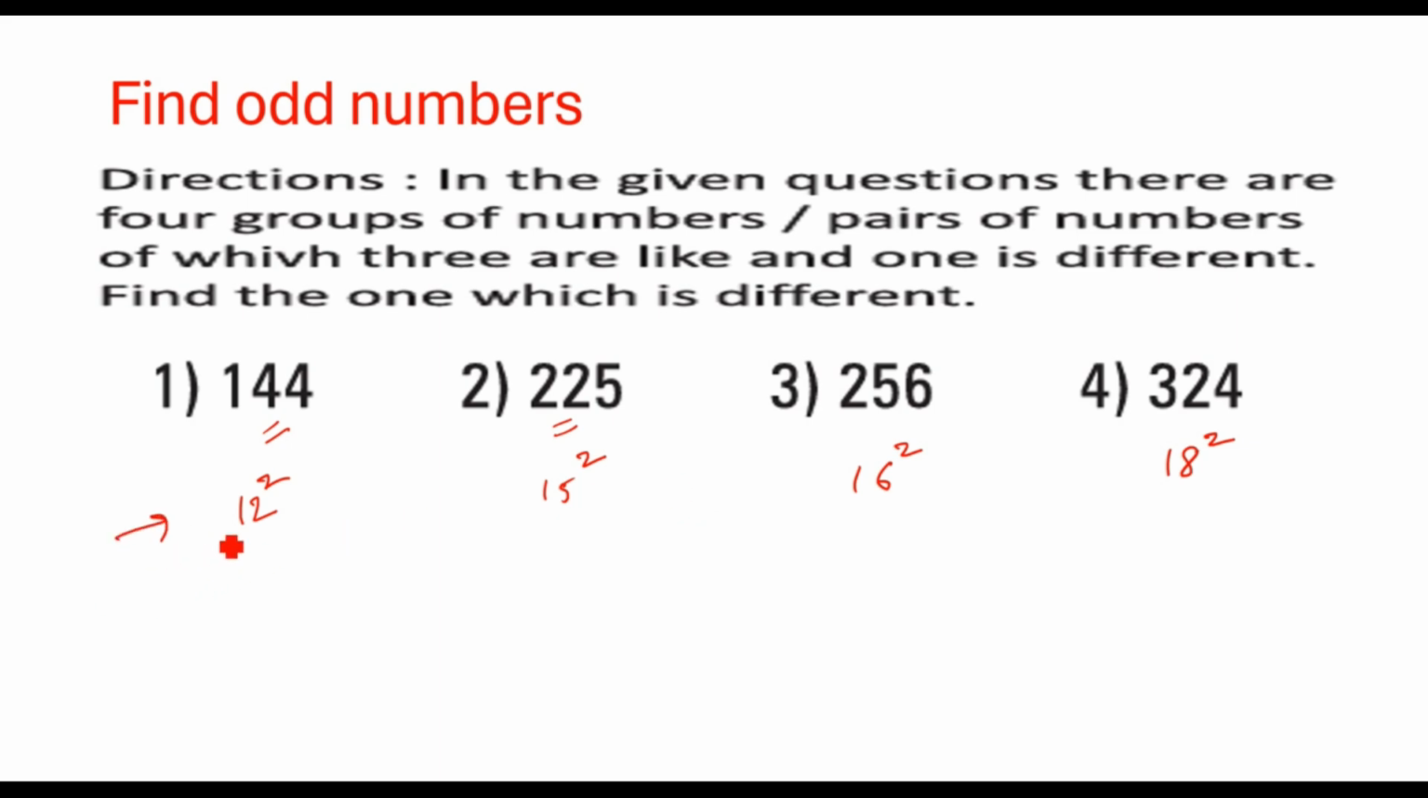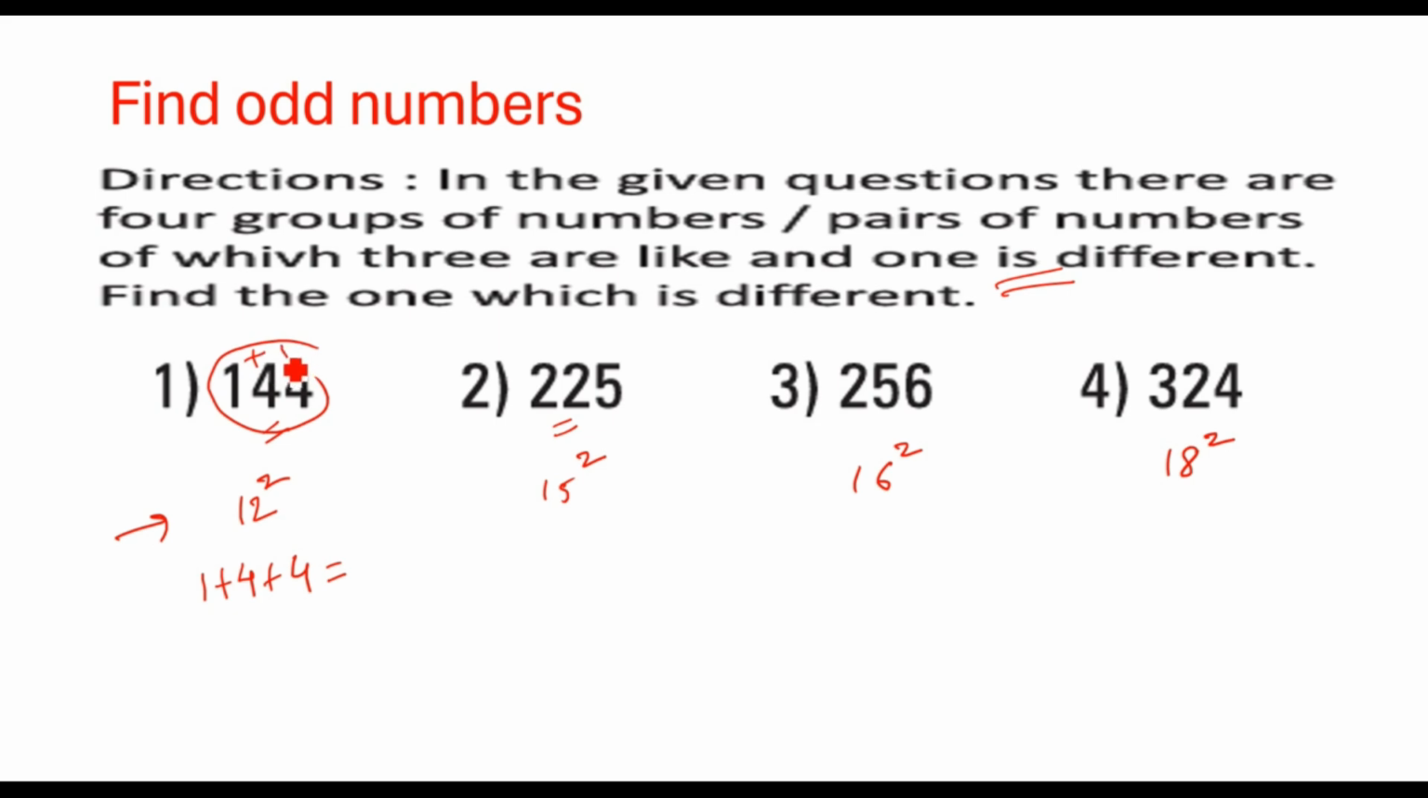If I apply the rule of squares, then all are again perfect square numbers, and here we cannot find the odd one out, or which one is different. Then we have to see if any other alternative method is there. Let us see. If I do 1 plus 4 plus 4, that is the sum of all the digits of the number.